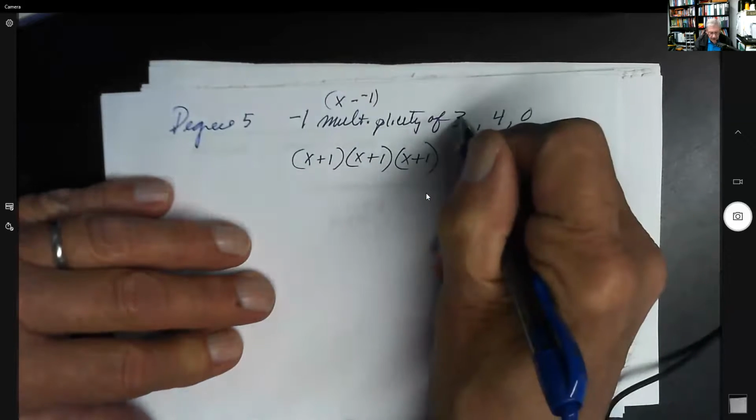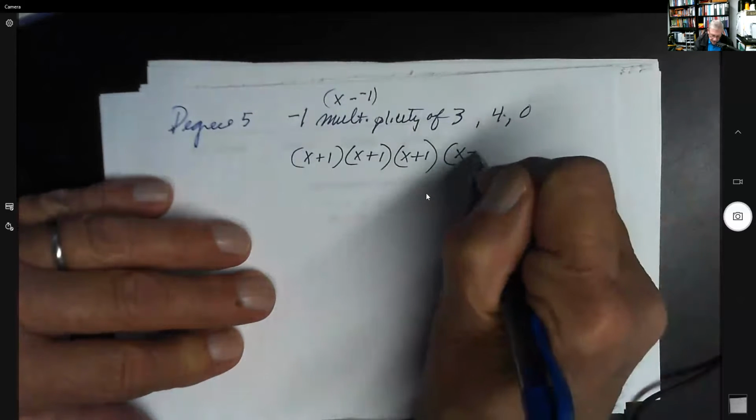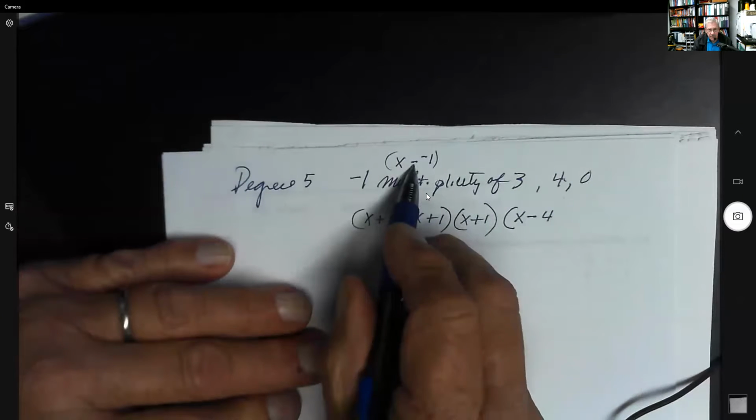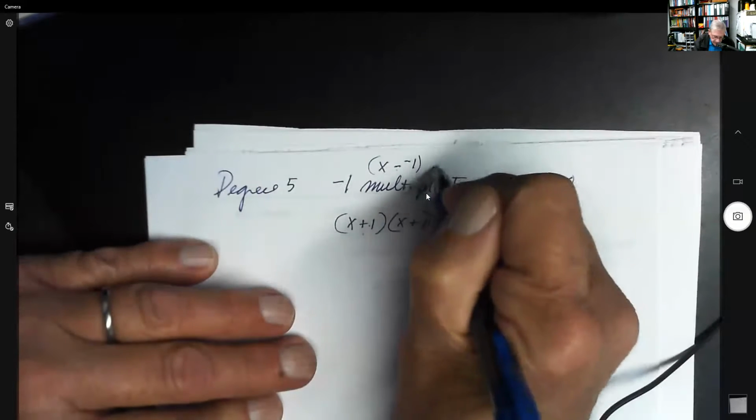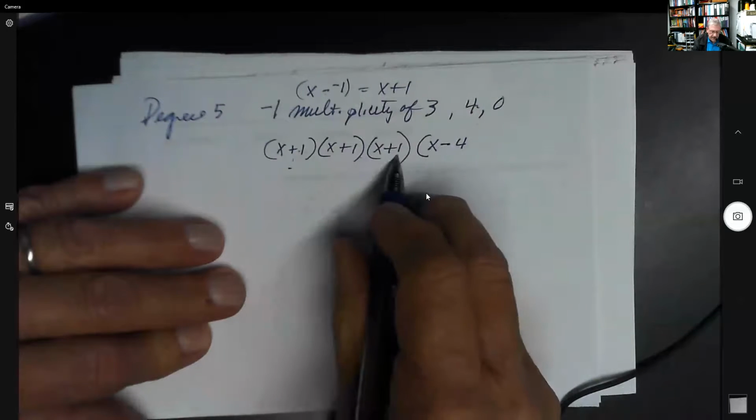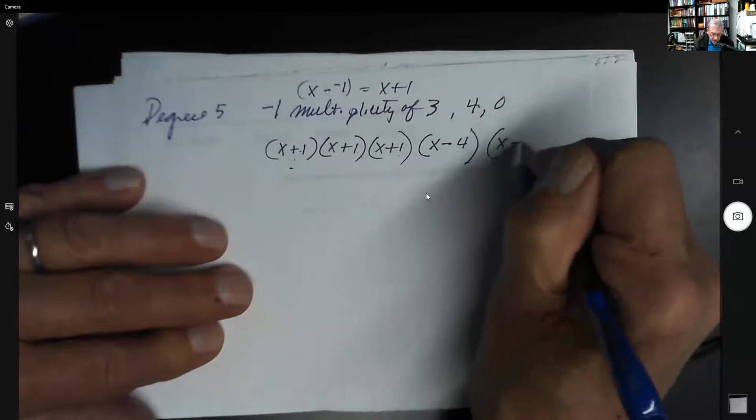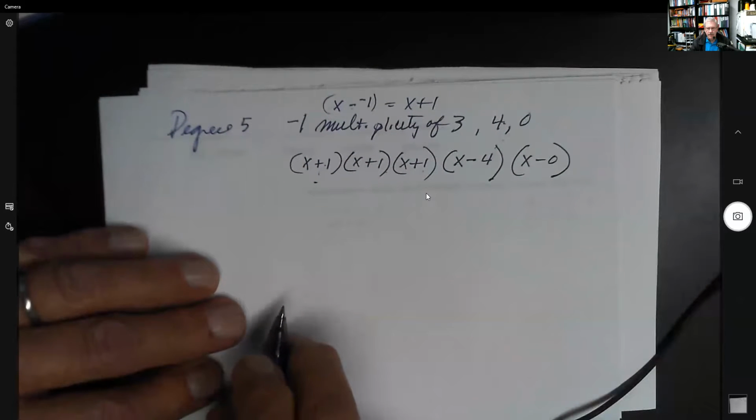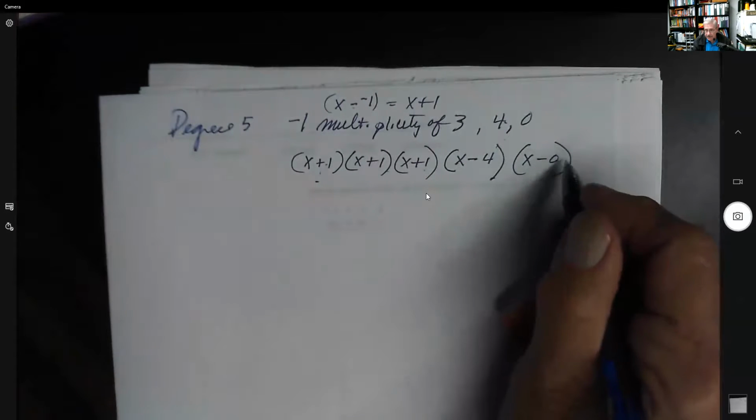Then we have an x minus 4. And remember, it's always x minus, and then we put the number in. That's what I did here, x minus and then the number. So that gave us x plus 1. Maybe I should write this next to it. 3 times that happened, x minus 4. And then finally we had an x minus 0. So x minus 0 would be just x.